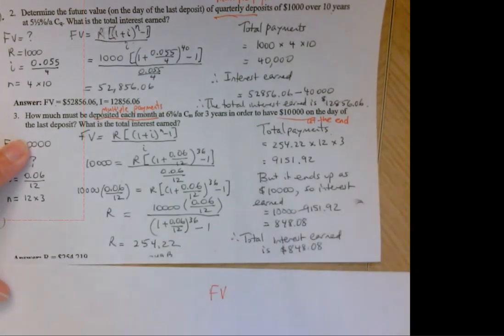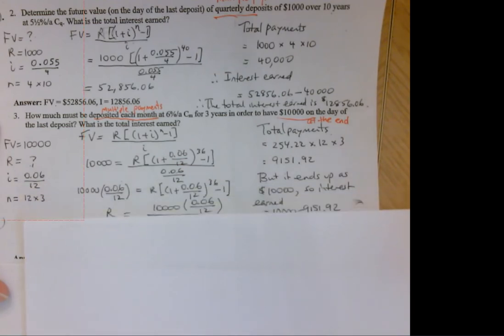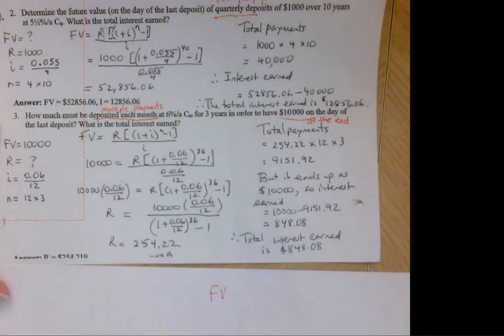What I did was I put all this stuff in here, but then I needed to isolate the R. So do this whichever way makes sense to you. You just have to be careful with brackets in the calculator. I'm going to show you what I did. I multiplied both sides by the 0.06 over 12. And then I divided by that big bracket to get my R, and I got this. So that worked for me in my calculator. So you need to try and see what works in your calculator.